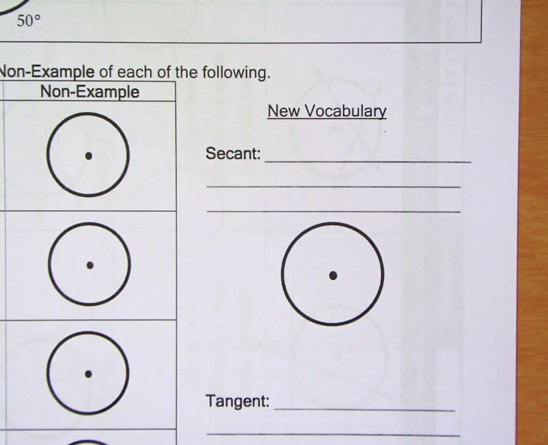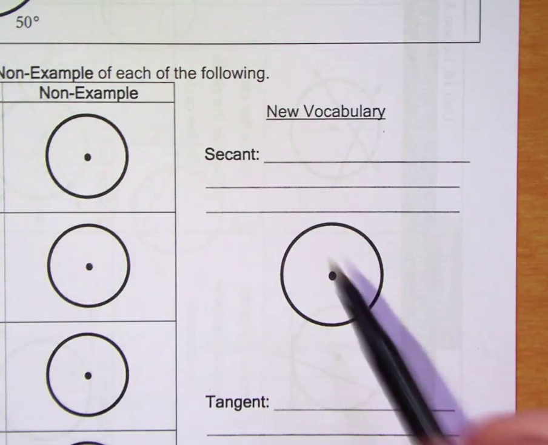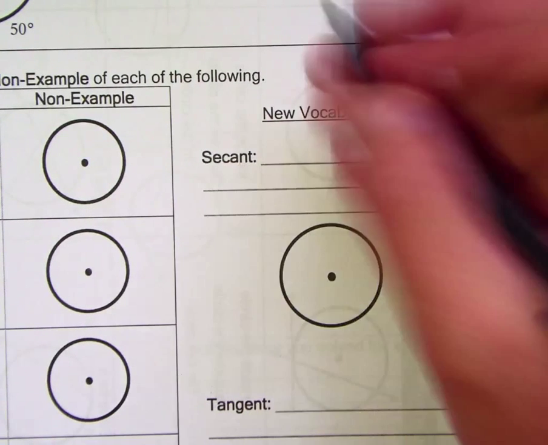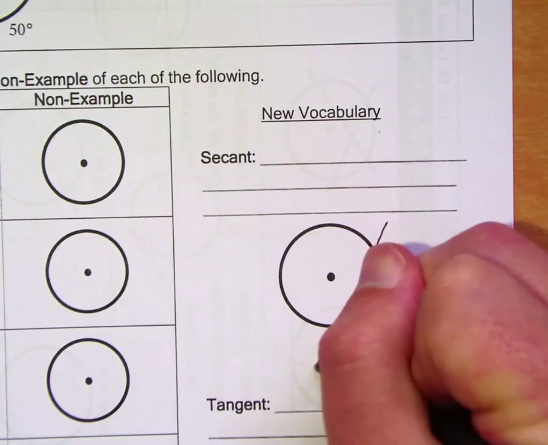Unit 10, Lesson 3. I can recognize the relationship of two secants or tangents and calculate the angle or arc. Let's go over the new vocab real quick. What is a secant? A secant looks like this.